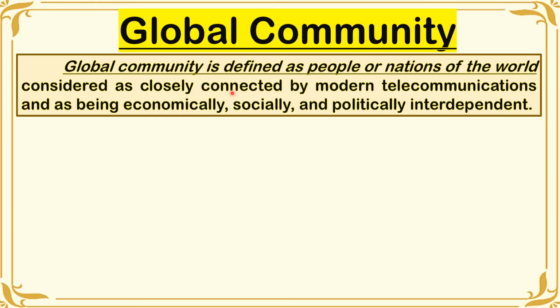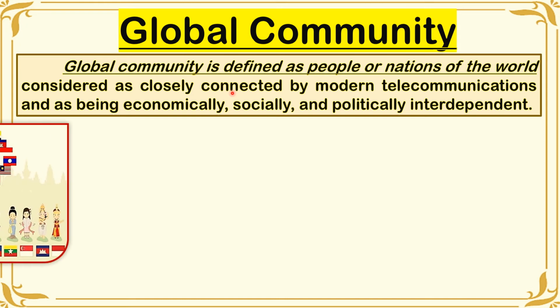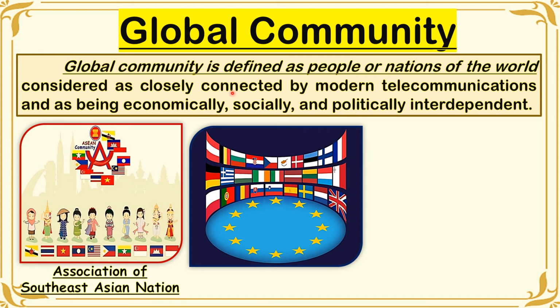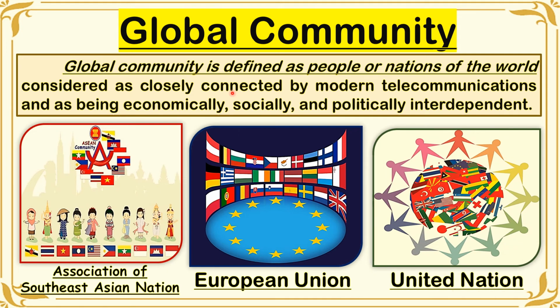So here are some examples of a global community. The first one is ASEAN Community or Association of Southeast Asian Nations. There are 10 nations in this community. The second one is European Union. Basically these are countries in Europe, and of course the United Nations, with members from different parts of the world.